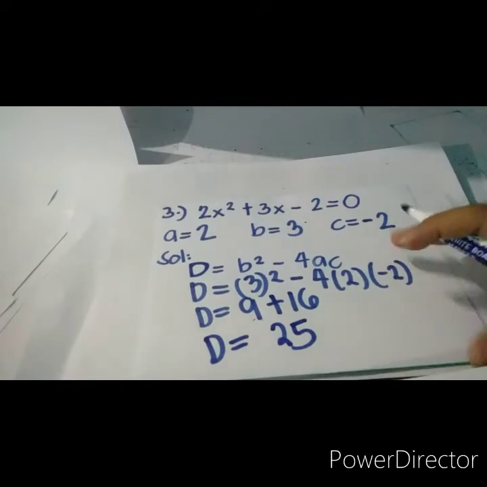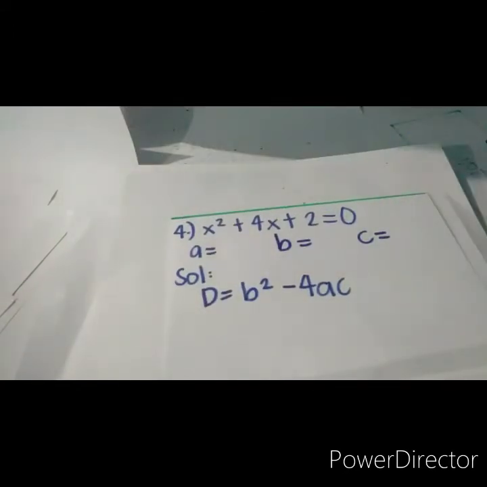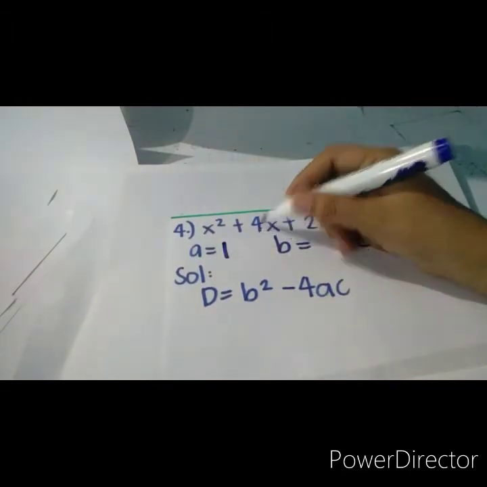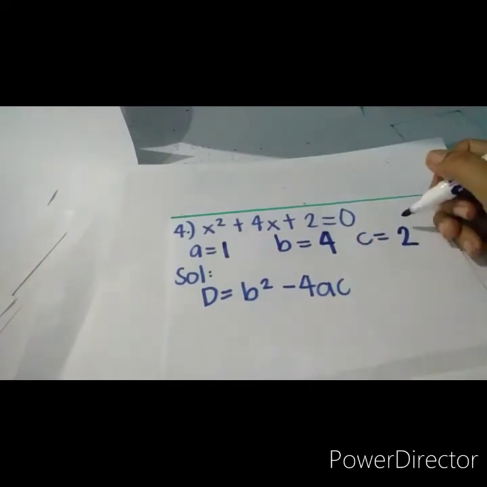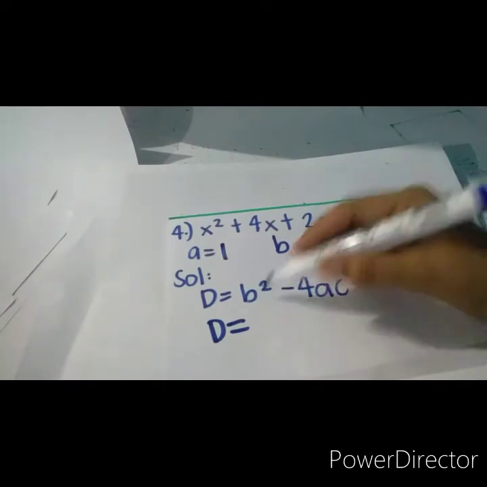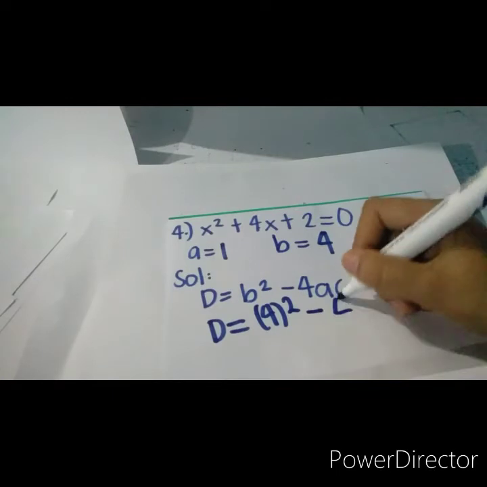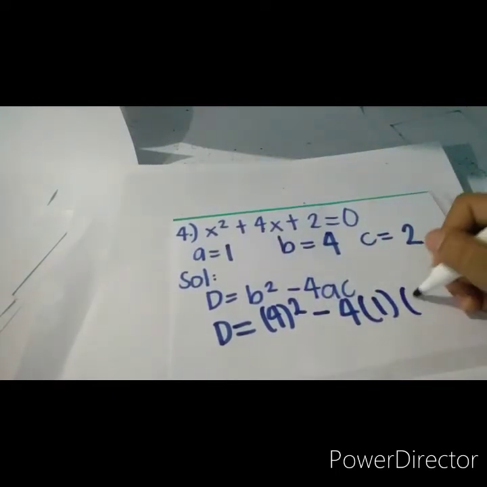Next, we'll have the last example. We have x squared plus 4x plus 2 equals 0. What is the value of a? That is 1. Then the value of b is 4, and the value of c is 2. Next, you have D is equal to, what is b? That is 4, so you have 4 squared minus 4, our a is 1 and our c is 2.